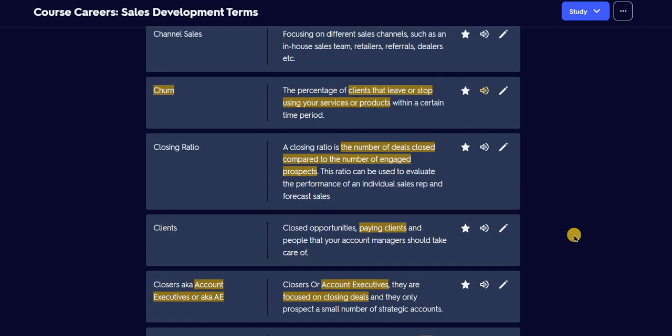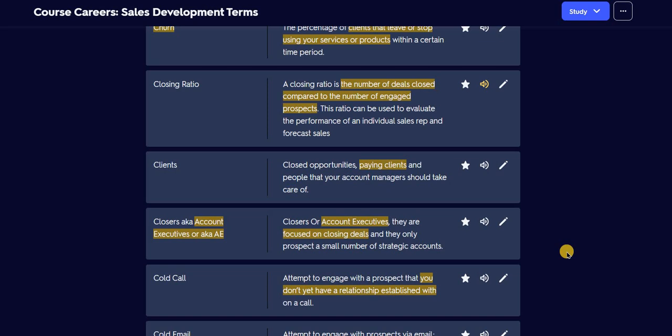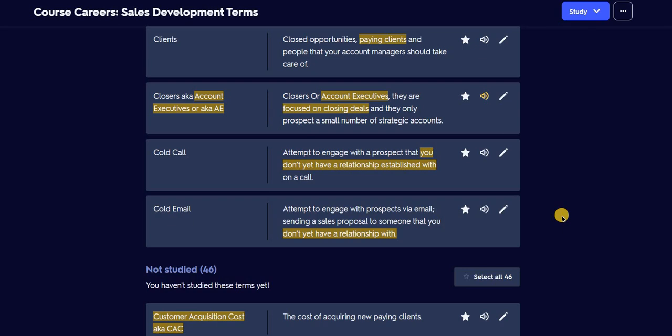Churn. The percentage of clients that leave or stop using your services or products within a certain time period. Closing ratio. A closing ratio is the number of deals closed compared to the number of engaged prospects. This ratio can be used to evaluate the performance of an individual sales rep and forecast sales. Clients. Closed opportunities, paying clients and people that your account managers should take care of. Closers, also known as account executives or AE. Closers or account executives are focused on closing deals and they only prospect a small number of strategic accounts.